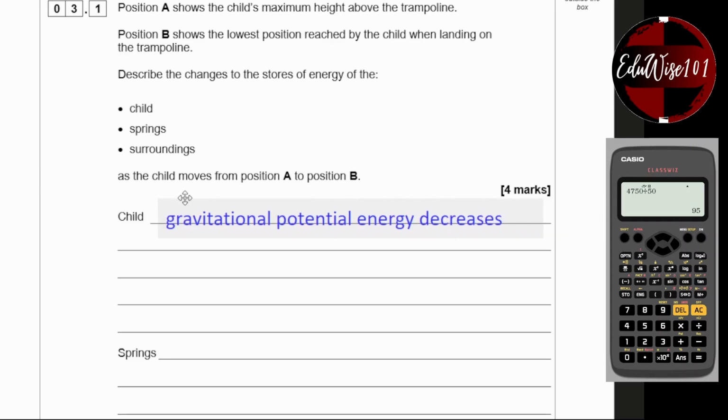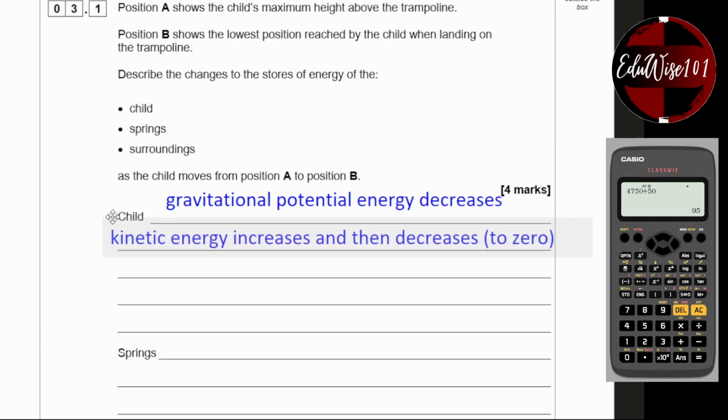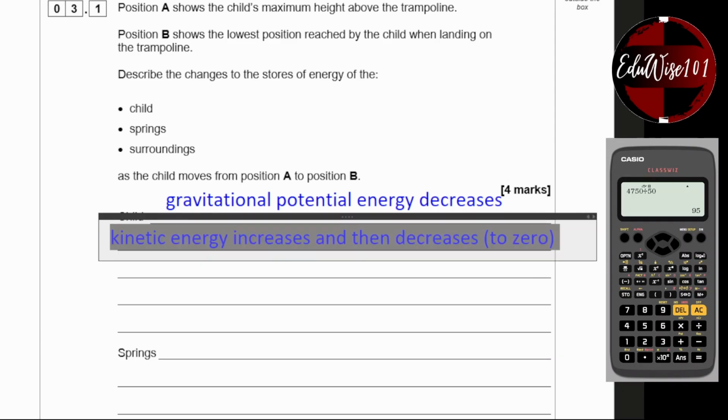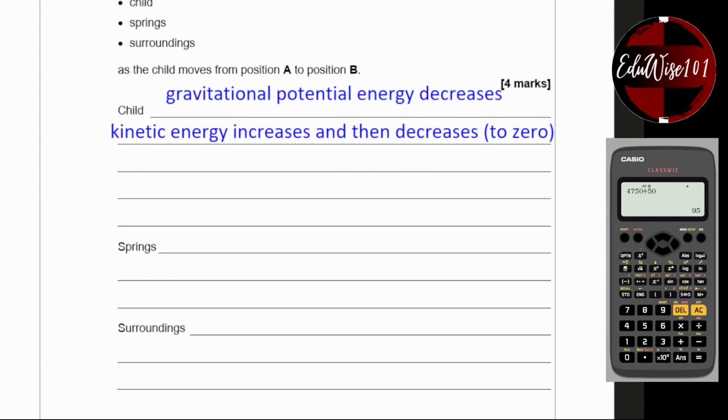So gravitational potential energy decreases and the kinetic energy increases and then decreases to 0. Right? So just before they touch the surface of the material, all the gravitational potential energy has been converted to kinetic energy, and then as soon as they land on the material, it becomes 0 as it's converted to elastic potential energy of the spring.